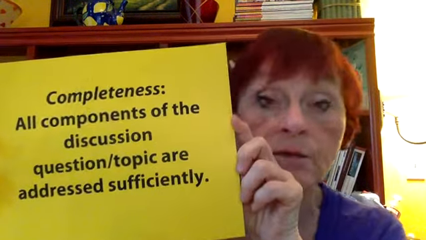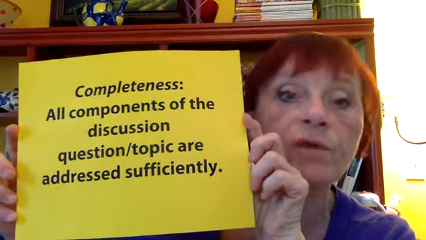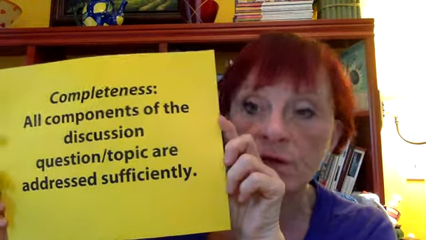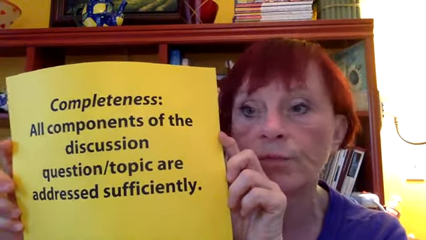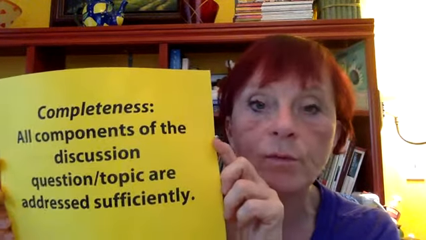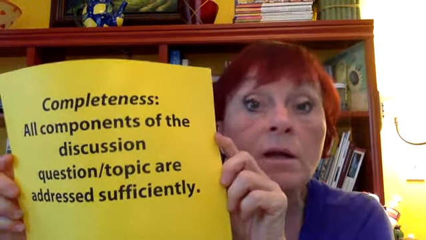So if a prompt has multiple parts like this one does, one format you might want to consider for your response is basing it on an outline. So you include all the points of the discussion so that you make sure that you hit on those points in your response, because that's the point of the first rubric, which is completeness, that all components of the discussion question or topic are addressed sufficiently. So this is a little bit like answering questions at the end of a chapter in a textbook. The way you get full points for completeness of your response is by hitting on every point.